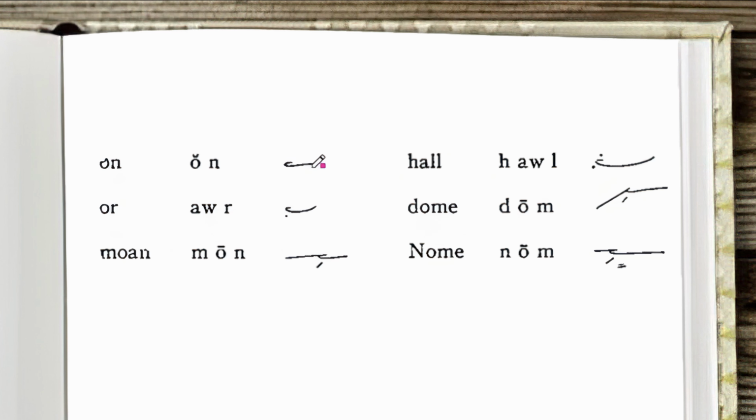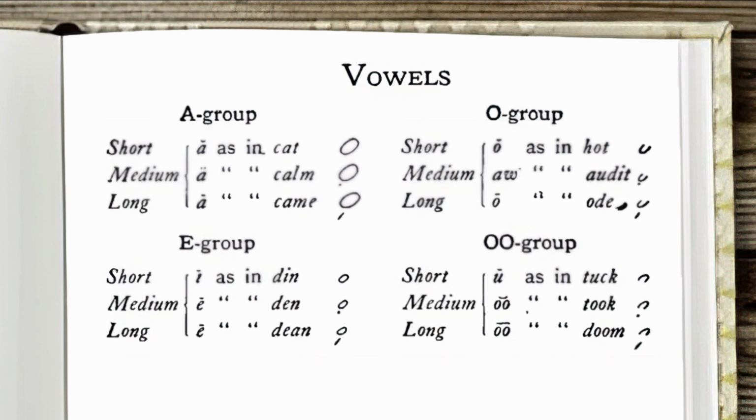On, O-N, on. Or, A-R, or. Moan, M-O-N, moan. Haul, H-A-L, haul. Dome, D-O-M, dome. Gnome, N-O-M, gnome. Now let's take a look at the hook vowels in the shorthand alphabet.